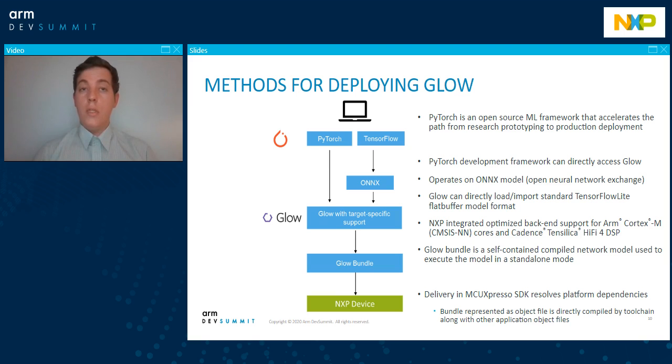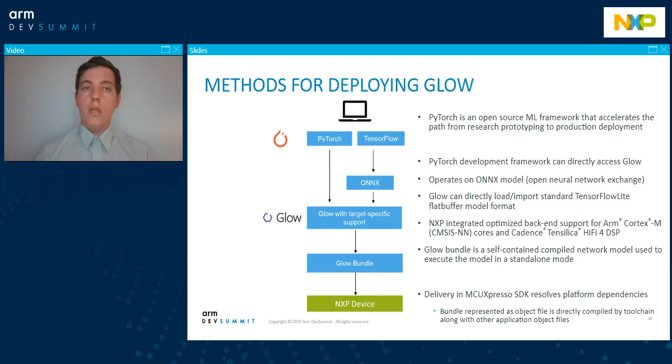Another way is to use TensorFlow, which is an open source machine learning framework developed by Google, which is widely used in production. TensorFlow can be used to produce a TensorFlow protobuffer format, which can be converted to ONNX, which stands for Open Neural Network Exchange format, and then directly imported with GLOW. But TensorFlow can also be used to produce a TensorFlow Lite flat buffer format, which can be directly imported with GLOW.